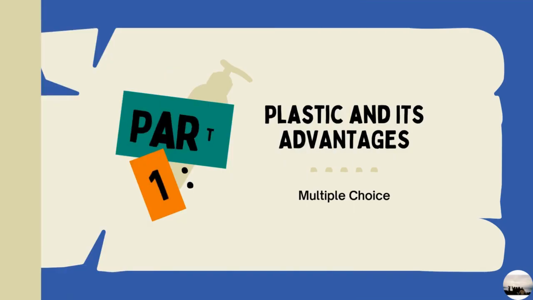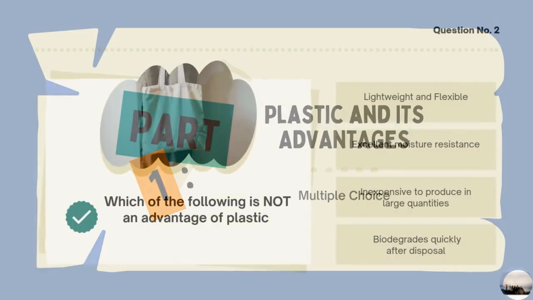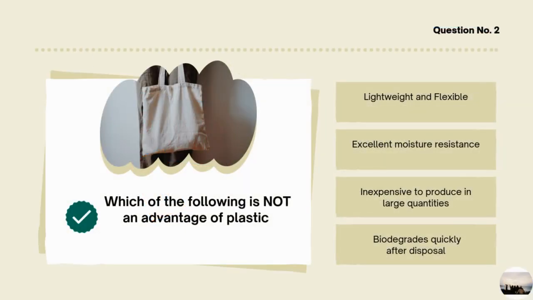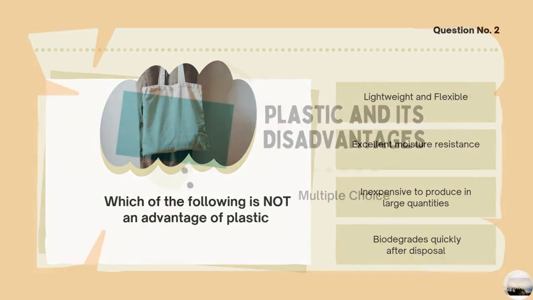Firstly is plastic. Now moving on to advantages. So which of the following is not an advantage of plastic? Plastic is not biodegradable, meaning it can last for centuries, polluting the environment, harming wildlife, and introducing microplastics into our food. That's why we're urged to use reusable bags and cut down on single-use plastics.